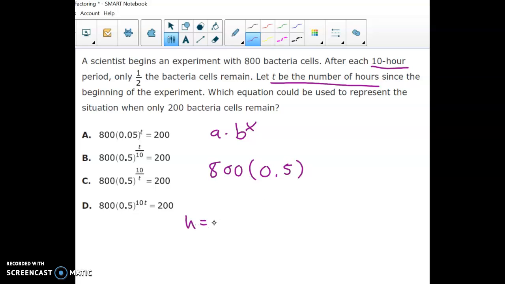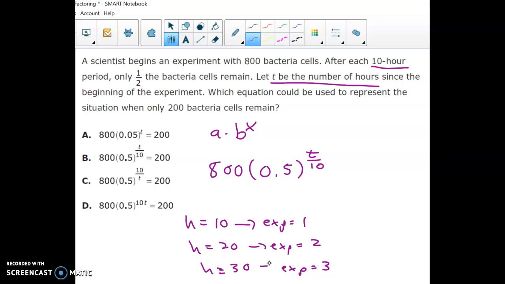So that just means if hours were 10, we want our exponent to be 1, because that's 1 10-hour period. And if hours was 20, we'd want the exponent to be 2, because that's 2 10-hour periods. Hours 30, we'd want the exponent to be 3. So what we end up having to do is take whatever the time is in hours and divide that by 10 to get the exponent, because we want to do 10-hour periods, right? We have to divide these by 10 to get the exponent that we want.